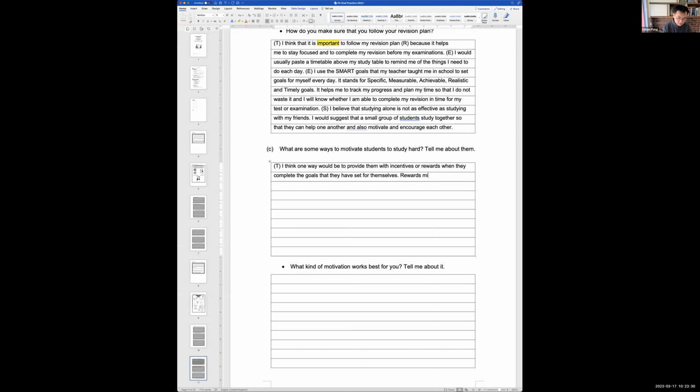Rewards might include, okay, so one way is reward, so that's my T, then my R. So why is it important to have rewards? Why must I have rewards? This would serve as an encouragement each time they complete a part of their revision or study.